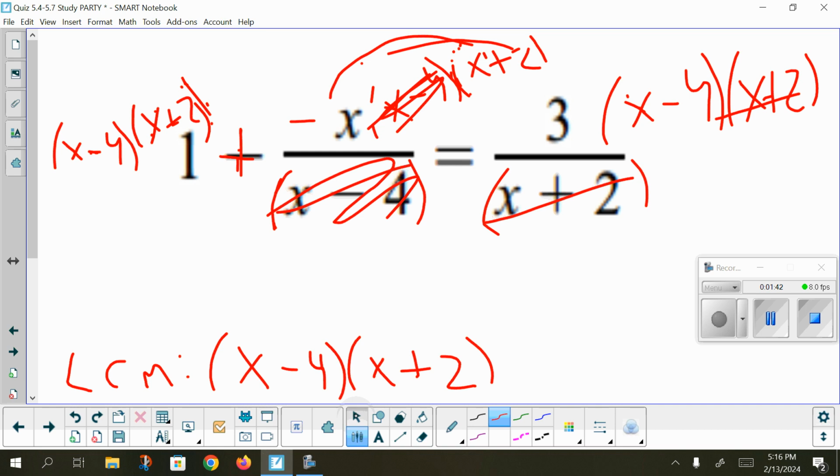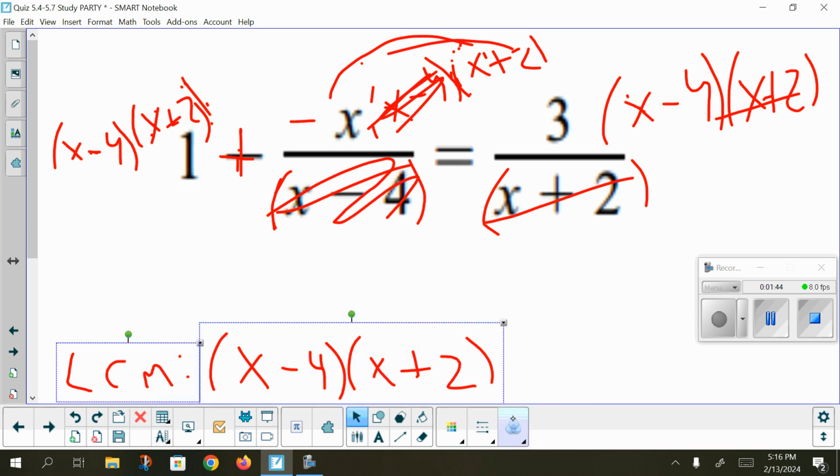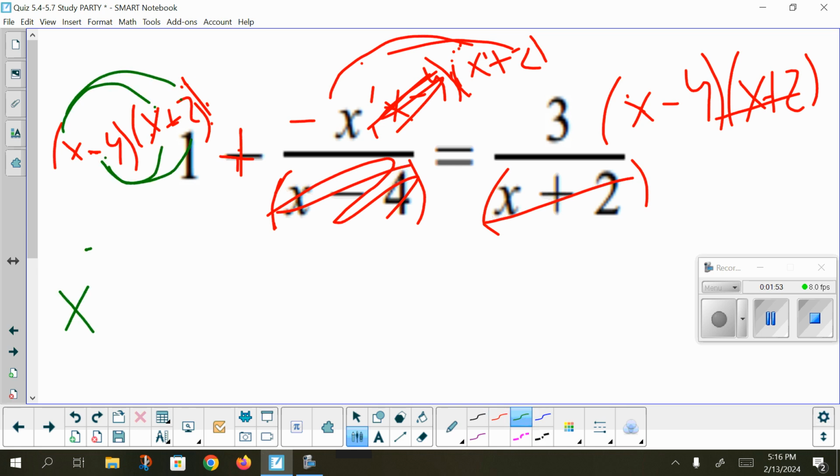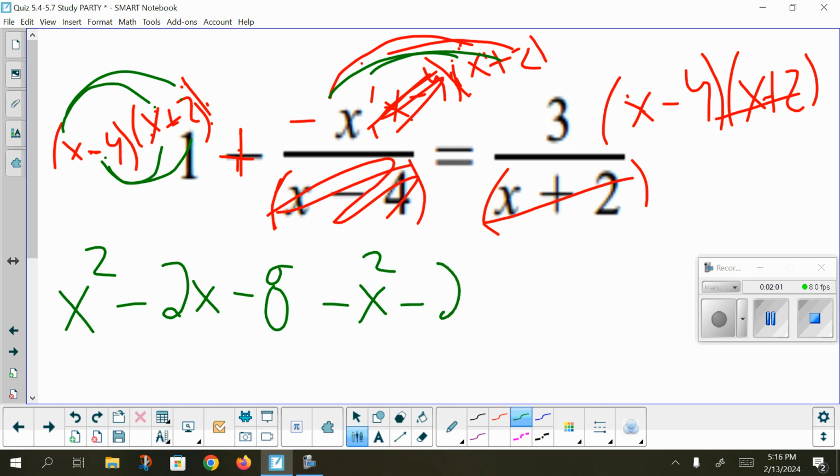So let's work on cleaning this up a little bit. I do want to get rid of this to save myself some space. After you FOIL this first one, I'm just going to FOIL it real quick kind of in my head to save time. It's x squared minus 2x minus 8. I already combined those like terms. Over here, it'd be a negative x squared minus 2x. And over here, it'd be 3x minus 12.